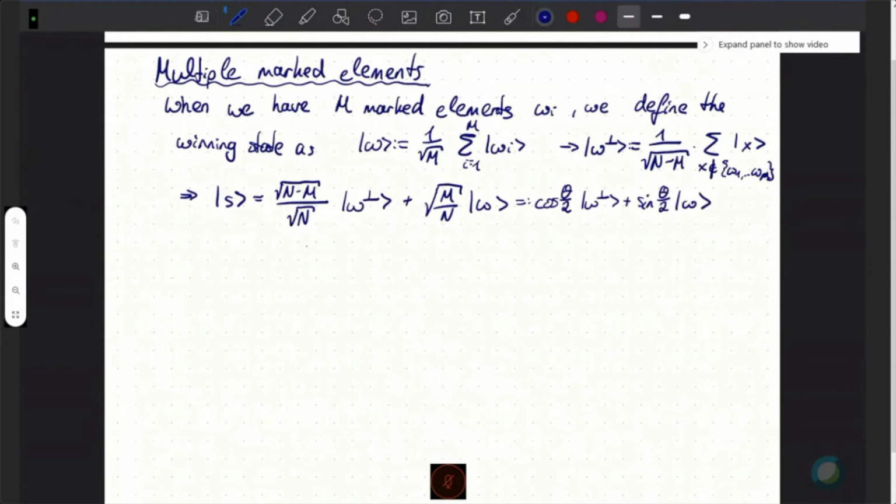And then the whole algorithm works exactly the same way as described before. We will also rotate by theta every time. However, now the angle theta changed because now sine theta is square root of m over n, while before it was square root of 1 over n. So what that means is that our angle theta becomes larger.